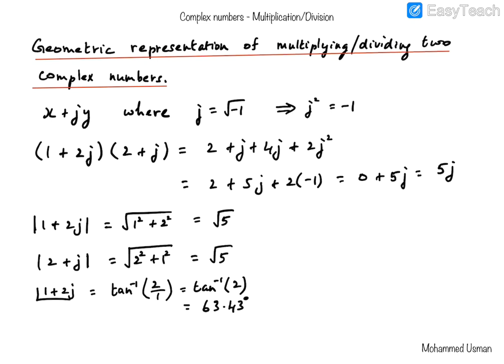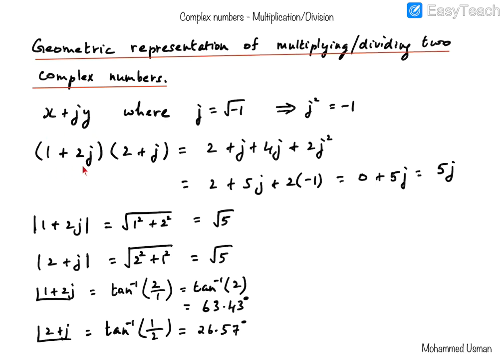Similarly, the angle of the second complex number 2 plus j will be the arctangent, tan inverse of the imaginary part by the real part, which is equal to 26.57 degrees. So we have all the information we need to understand what happens when two complex numbers are multiplied. So the way I'm going to represent this is what happens when this complex number 1 plus 2j is multiplied by another complex number 2 plus j.